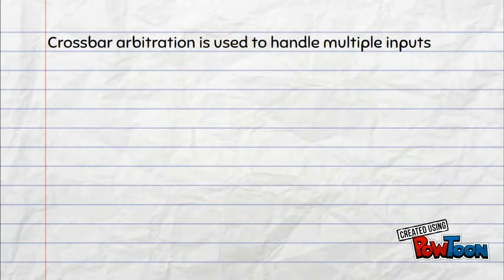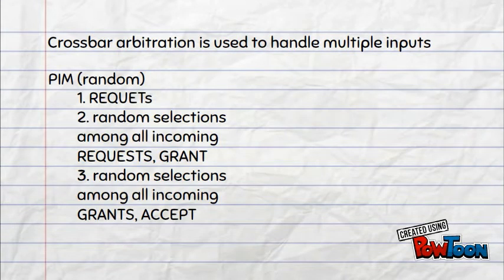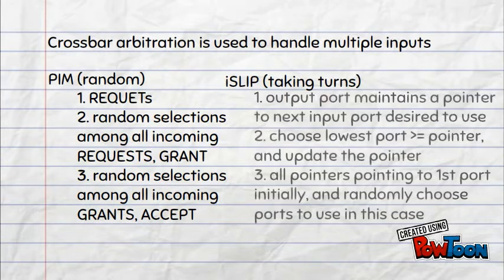Arbitration is used to schedule multiple inputs with the same output to achieve better performance and cost. The way PIM offers a random selection, it randomly selects among the requests, which are grants, and randomly accepts among the grants, while the way iSLIP maintains pointers pointing to desired input ports, which make output ports use turns.